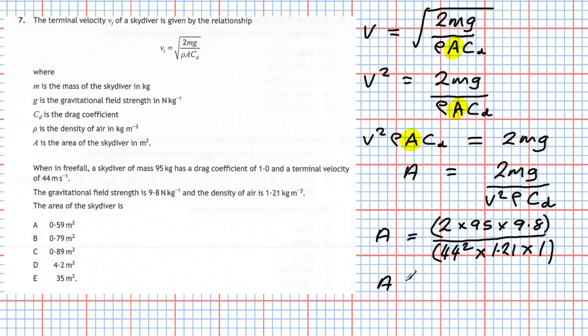Now if you do that calculation on your calculator and take your time over it, you should get an answer of 0.79, which sounds about right, and the units will be metres squared, since we're dealing with metres all the way through the calculation. Now, this is where you begin to panic. You look at the A, B, C, D and E, and lo and behold, you have got the answer there, 0.79 metres squared. The answer for this one will be B.